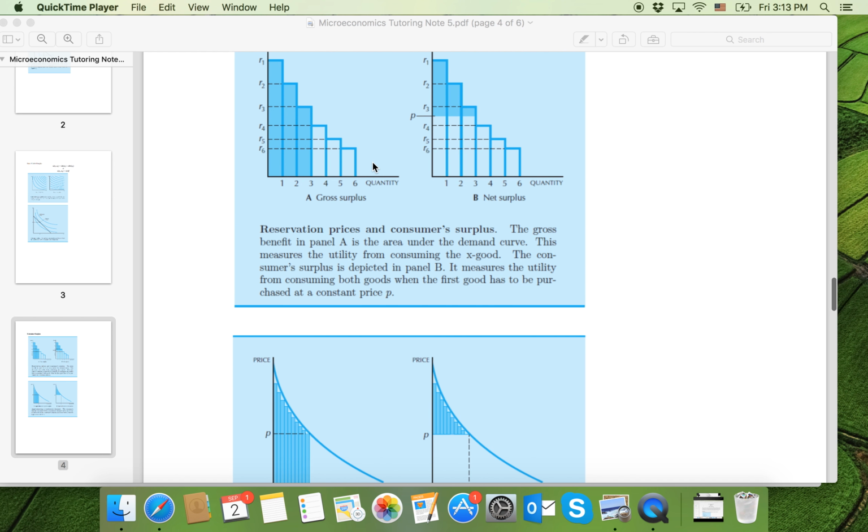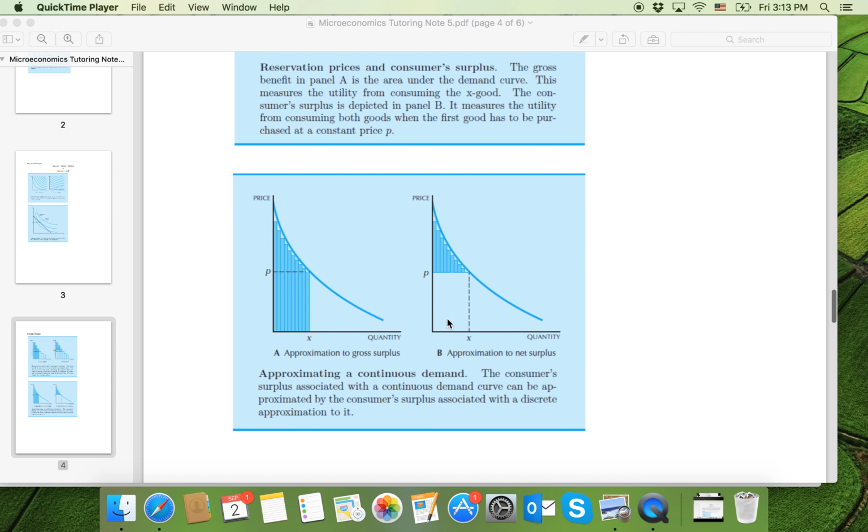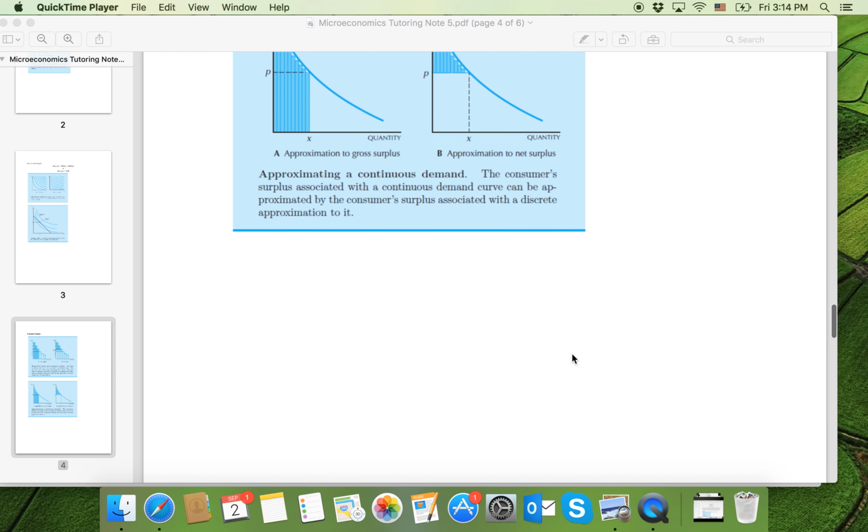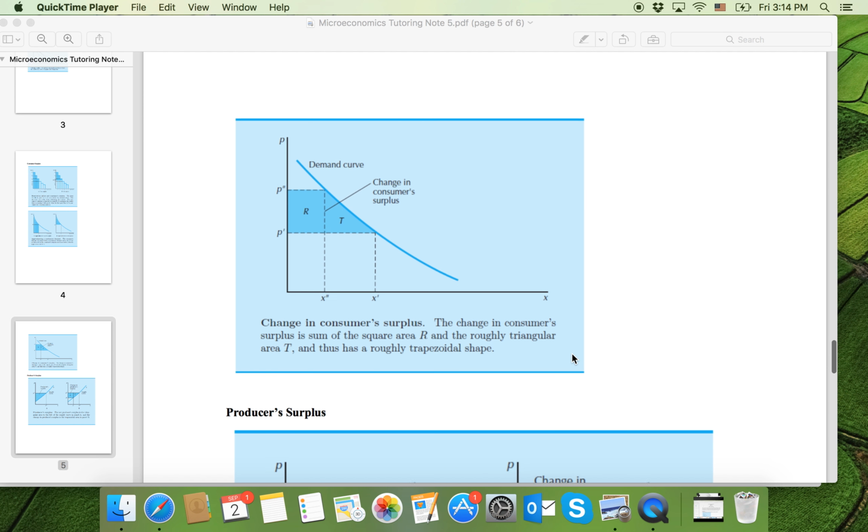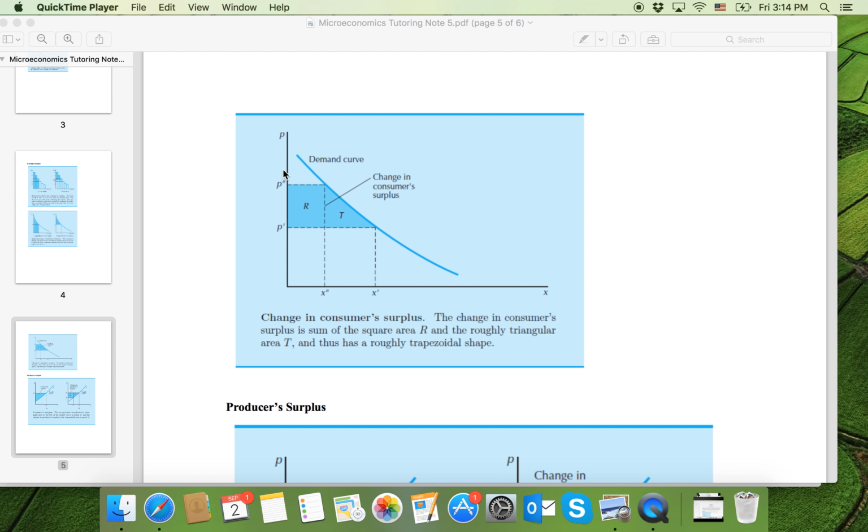So these are the discrete cases, and then we take the discrete case to the extreme, and we see this continuous case. In the continuous case, the consumer surplus is the area between this blue line and this prevailing market price, this horizontal line. And this is a graph showing you, if the prevailing market price moves from P prime to P double prime, what happens to consumer surplus?